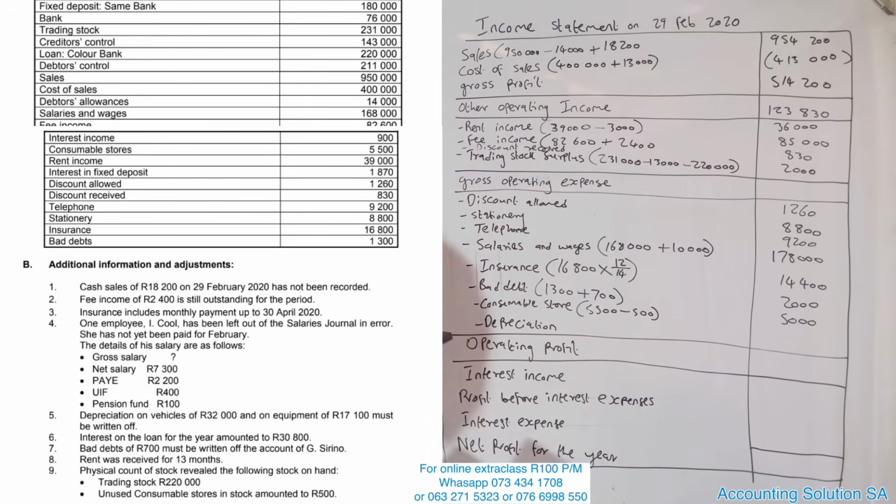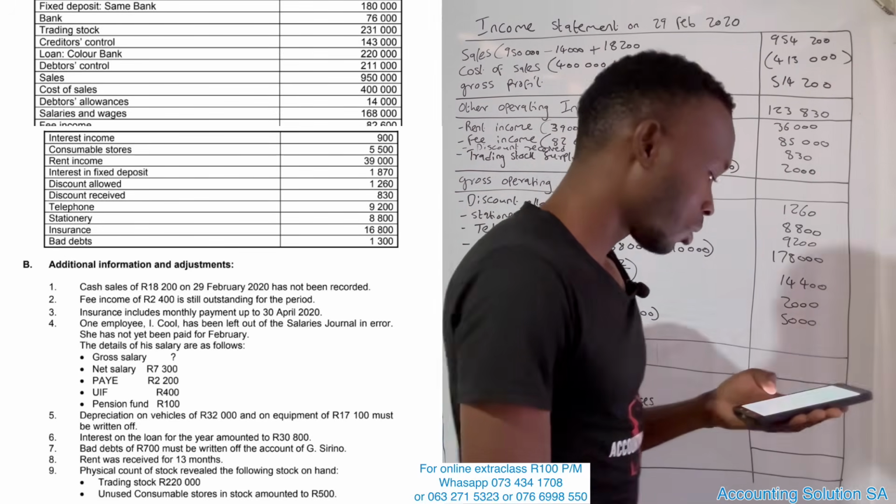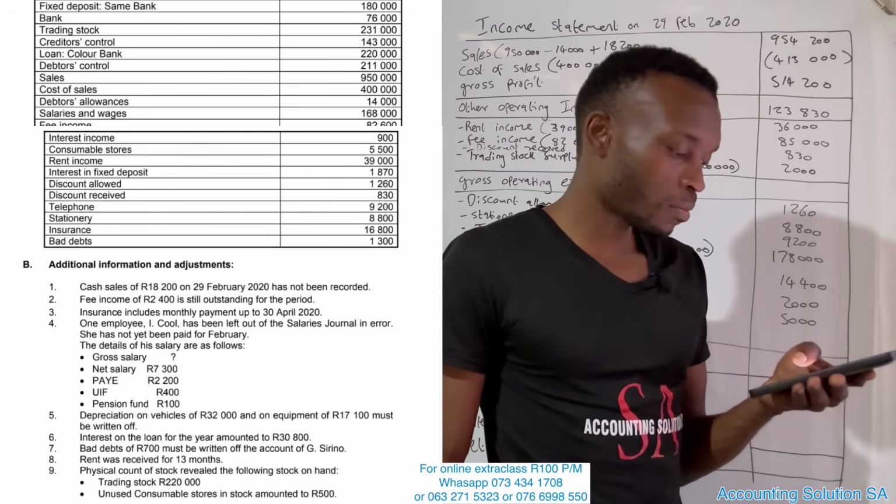number 5, depreciation on vehicle 32,000 and equipment 17,100 must be written off.